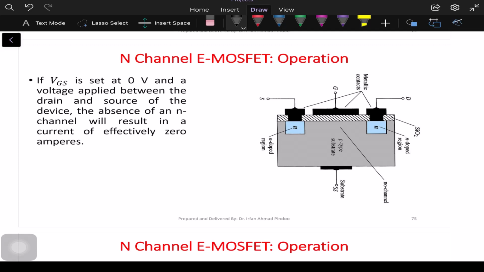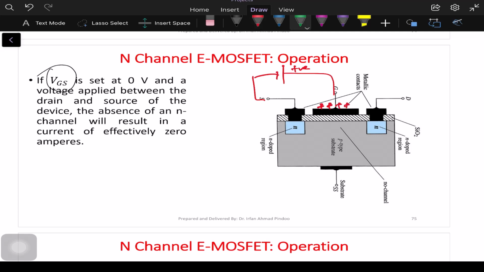For that, we are going to provide a voltage VGS. This VGS voltage will be provided between the gate terminal and the source terminal available here. Let us provide a voltage like this, and it is a positive VGS. Positive VGS means the gate will be connected with the positive terminal of the battery.